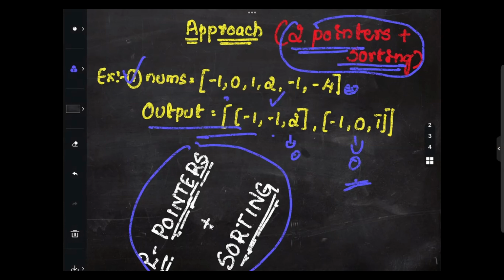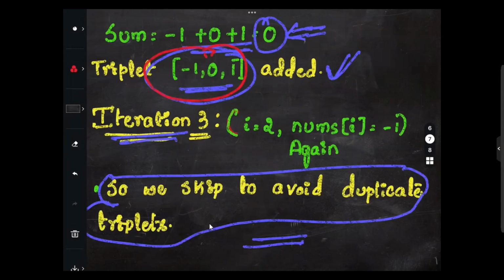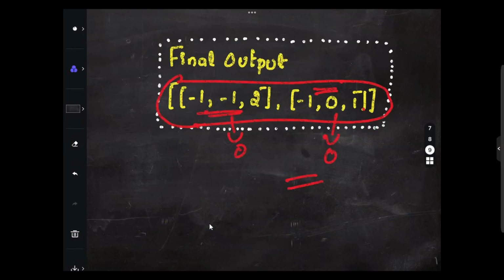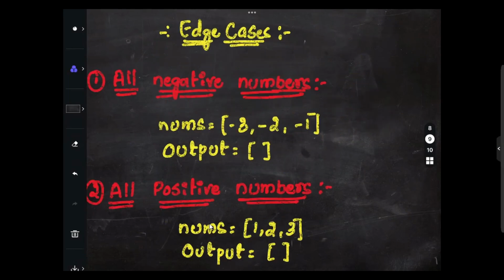Now we are familiar with the approach. Let's quickly discuss the edge cases. The first edge case is all the negative numbers. Here the output is an empty array.